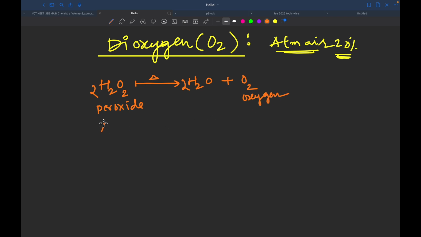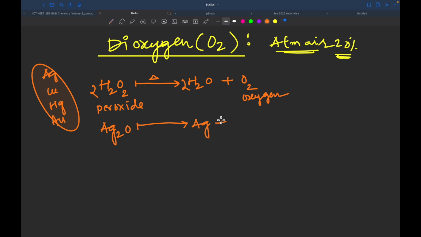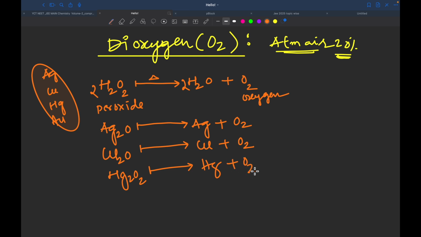In the same way, we have metallic oxides of heavy metals, like silver, copper, mercury, even gold. The oxides of these metals are considered heavy metal oxides. When heated, they produce oxygen easily. So here you get silver plus oxygen. Copper oxide can also be converted into copper plus oxygen. Even mercury oxide, Hg2O2, decomposes to give Hg plus oxygen.